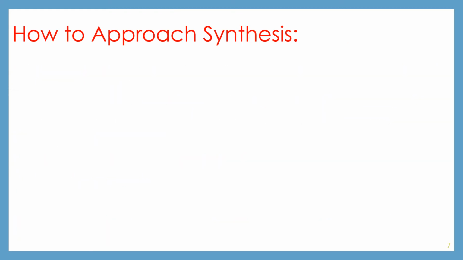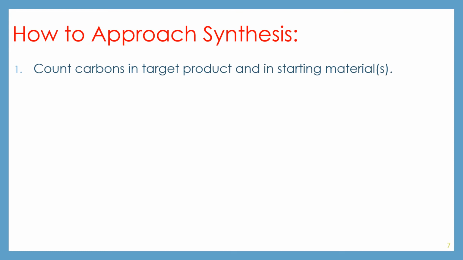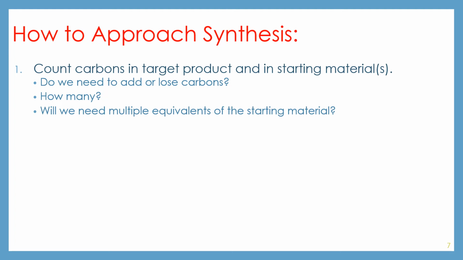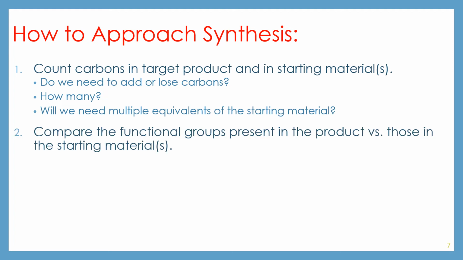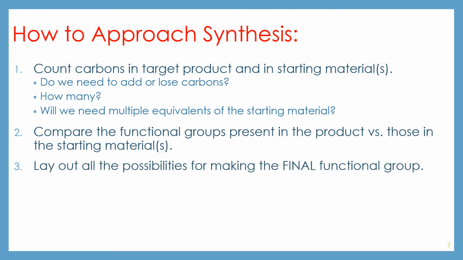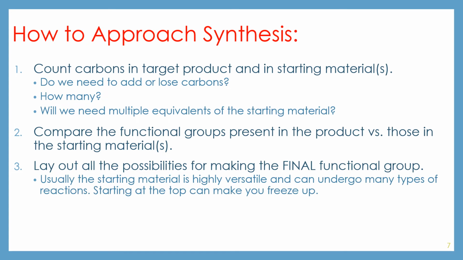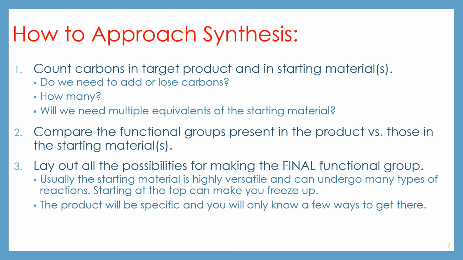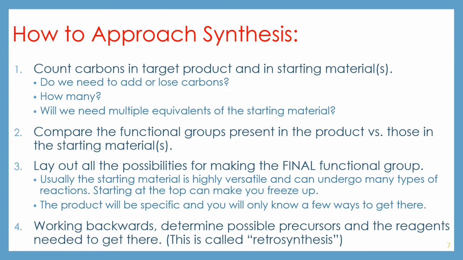When you are working out a synthesis problem, your approach should be to first count the carbons in the target product and in the starting materials and do a comparison. Do we need to add or lose carbons? How many? Will we need multiple equivalents of the starting material? And then compare the functional groups that are present in the product versus those in the starting materials. Lay out all of your possibilities for making the final functional group. Usually working backwards can really help you because the final functional group typically only has a handful of ways that you can make it. And this process is called retrosynthesis.